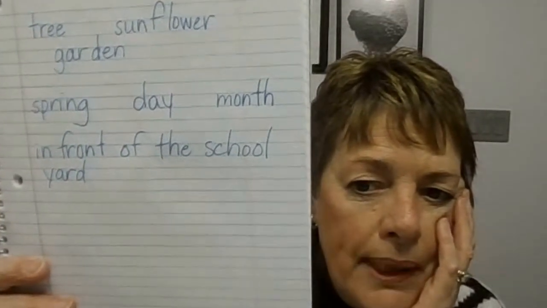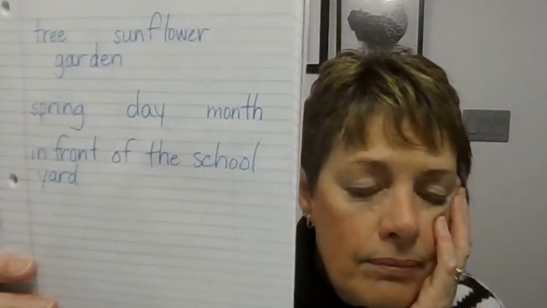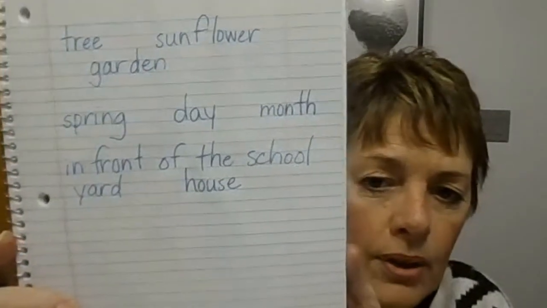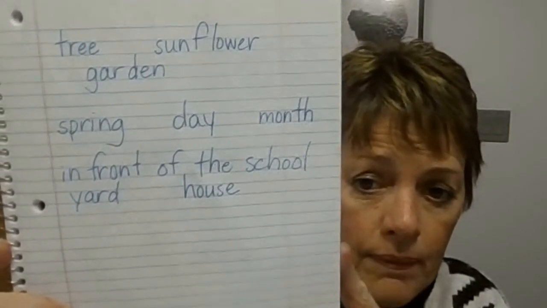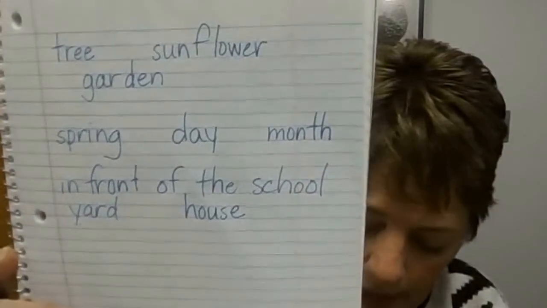Where else could we plant? At my house. I'm just going to write house, okay? Like I could plant my garden at my house, or I could plant my tree at the house, whichever. So those are my three ideas for where. In front of the school, yard, and house. Those are three ideas for the where.